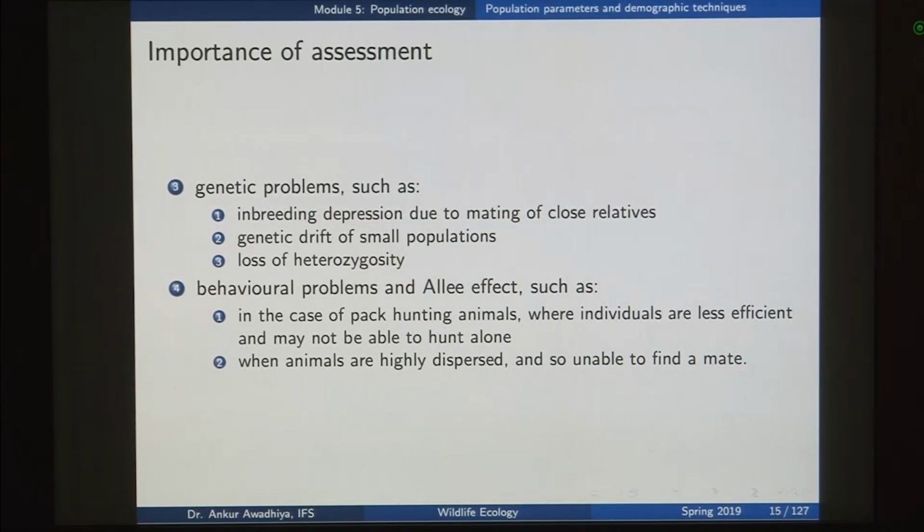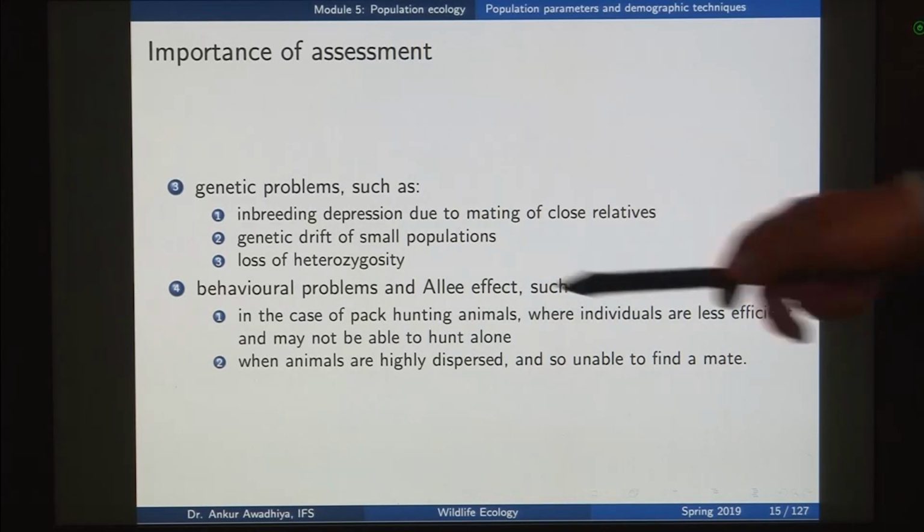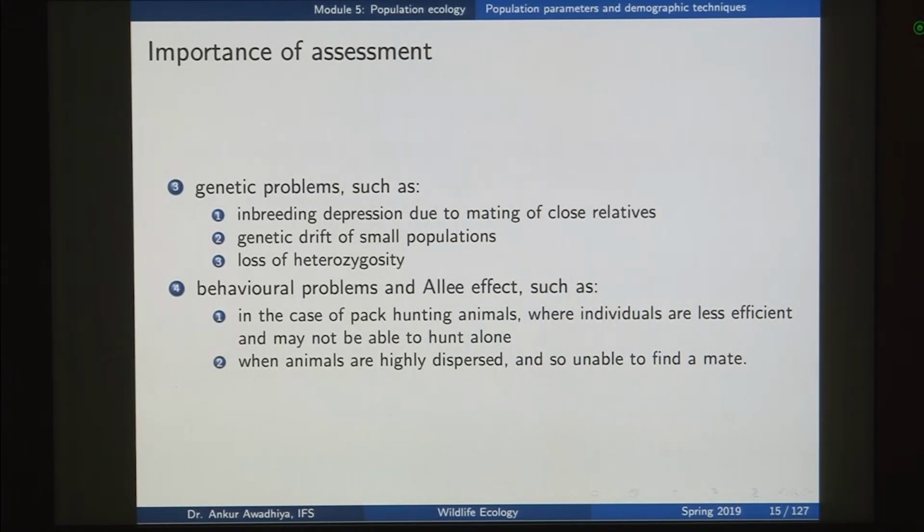If your population size is very small, you have a very high amount of homozygosity in this population. You might even see inbreeding depression, genetic drift or loss of heterozygosity. If you have a very small population, you can also start seeing behavioral problems and Allee effects. For instance, in the case of pack hunting animals, where individuals are less efficient and may not be able to hunt alone. A very good example is the case of the wild dogs.